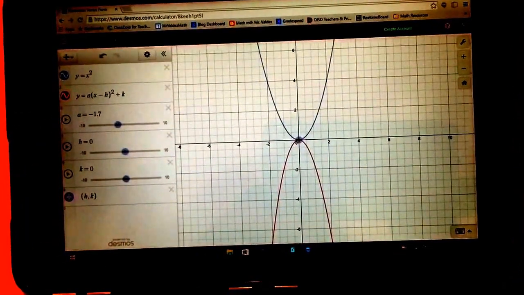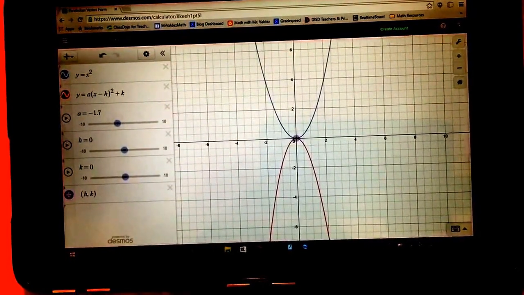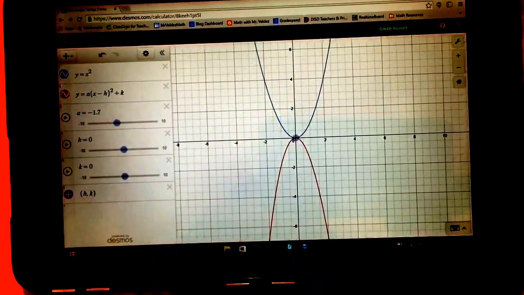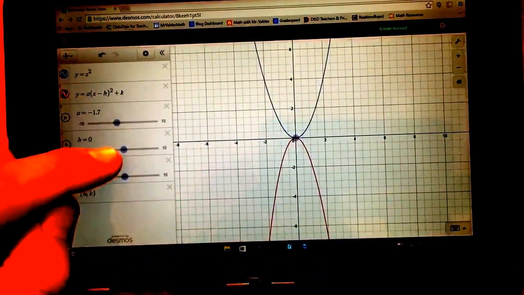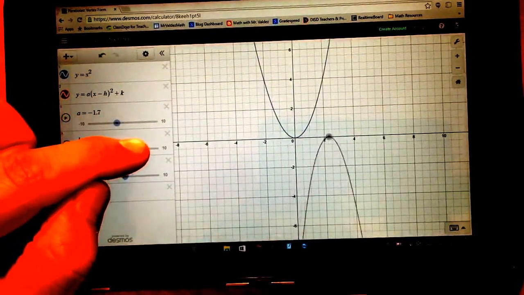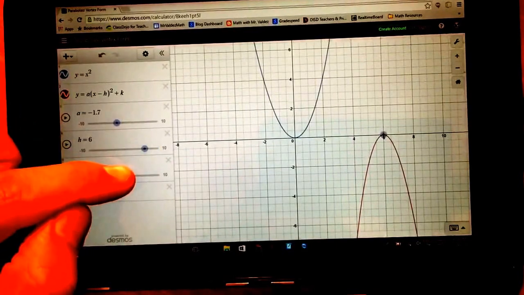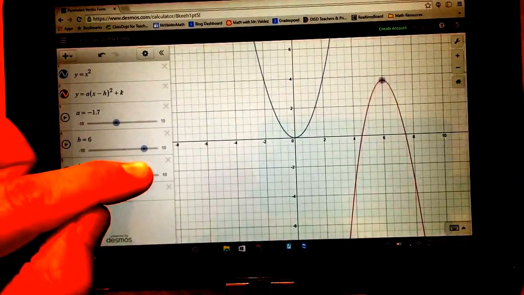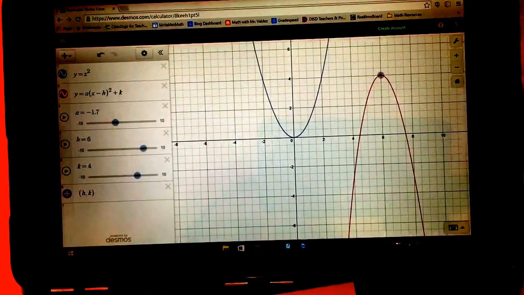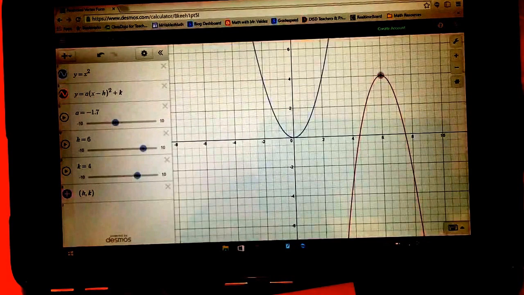In today's class, I'm going to leave the parent function here as the blue function, and I'm going to give you different values for A, H, and K, and I'm going to expect you to be able to describe the translation that occurs. So for instance, the red parabola has translated 6 units to the right. It has a vertical shift of 4 units up, and it has become narrower than the parent function.